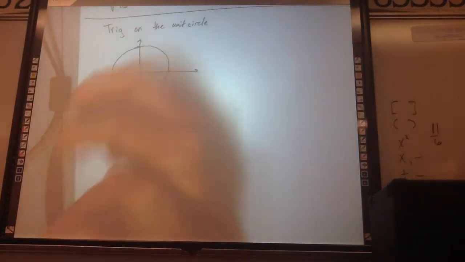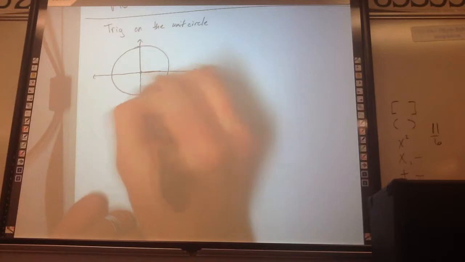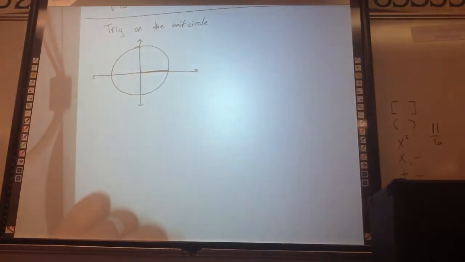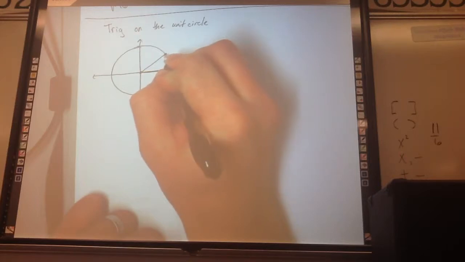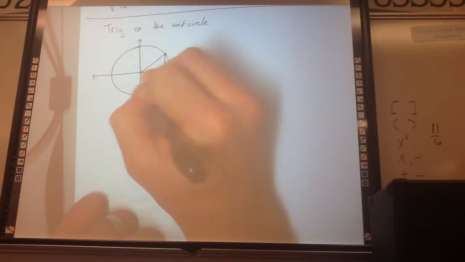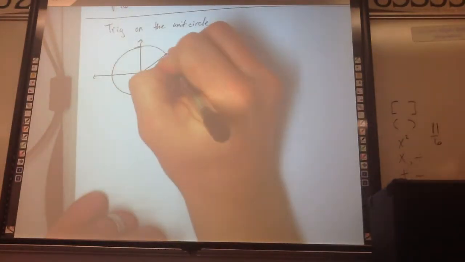It's pretty good. If we draw an angle in standard position, that just means you're going to start with your initial side down here. And we're just going to draw an angle, I don't know, say right there. And I'm going to create a right triangle. Alright, so here are my vertices.